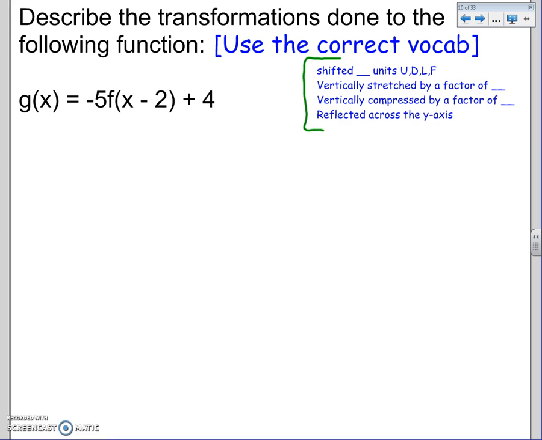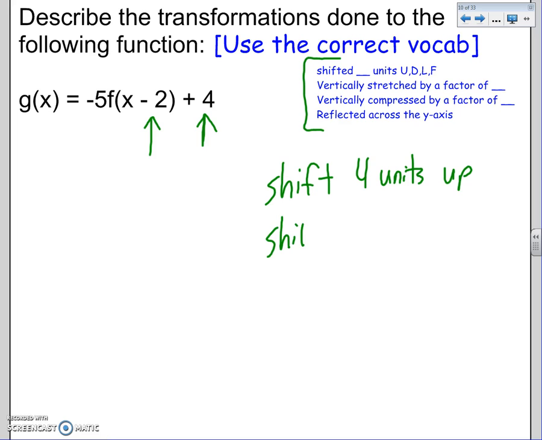So explain what every number and sign does. So this plus 4, that makes it go up 4, or correctly it would be shift 4 units up. All right, this minus 2, that's inside the x, where it's opposite, that's actually right 2. So I say shift 2 units to the right. You can say shifted if you want to be precise.